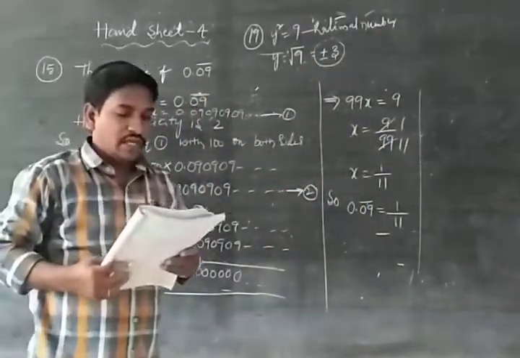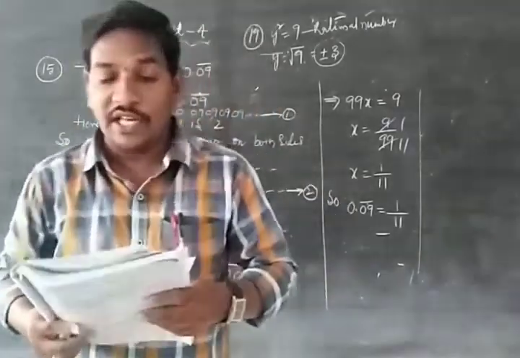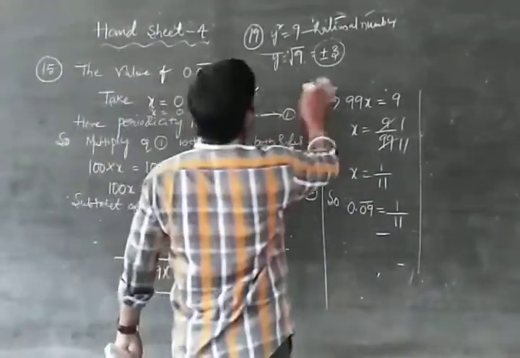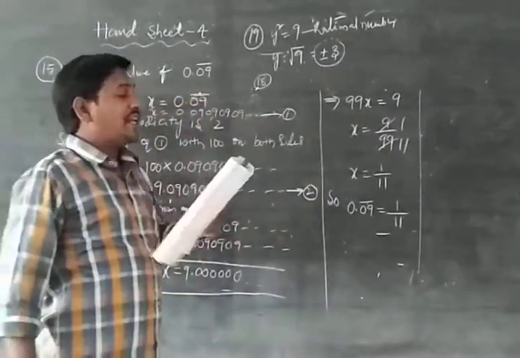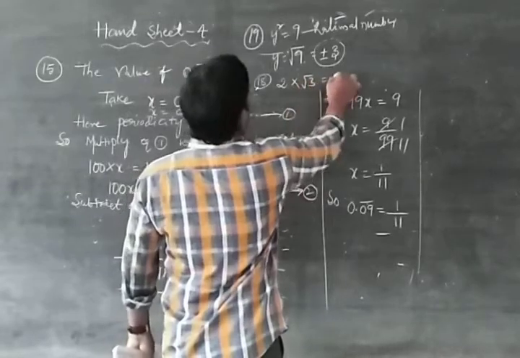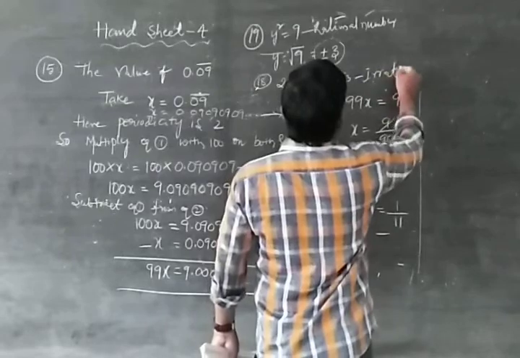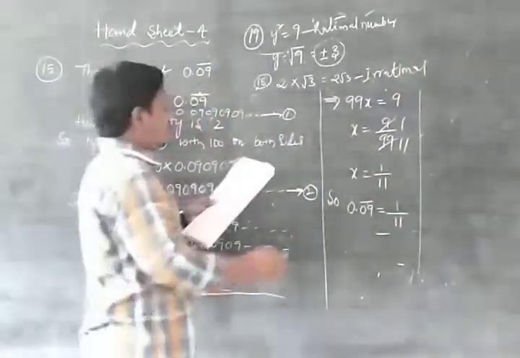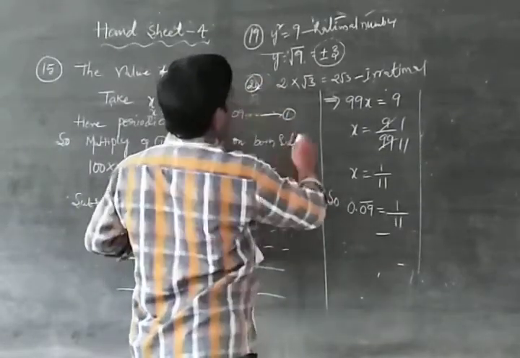And 20th question: the product of a non-zero rational number with any irrational number is irrational. For example, the product of a rational and an irrational number. 2 is a rational, root 3 is an irrational, so 2 root 3 is an irrational number. Now it is the 20th question.